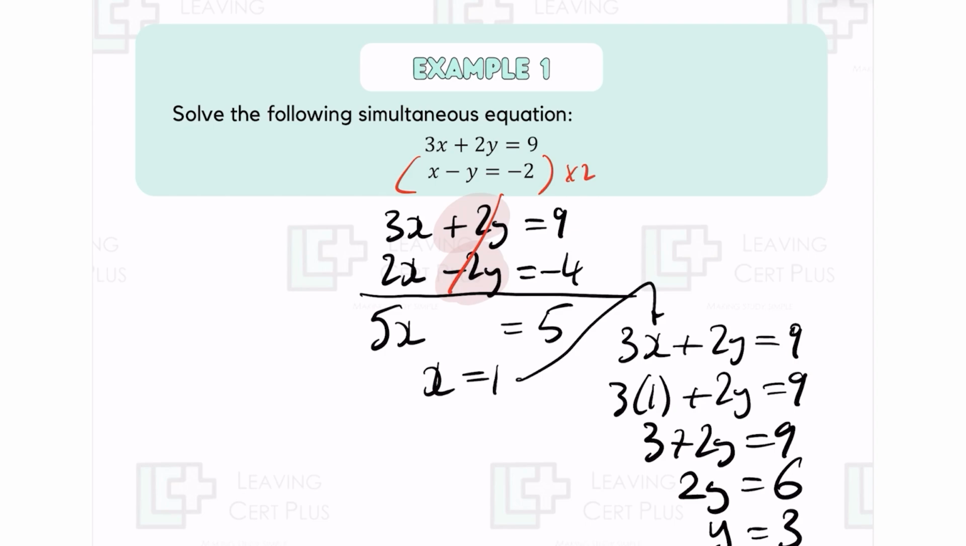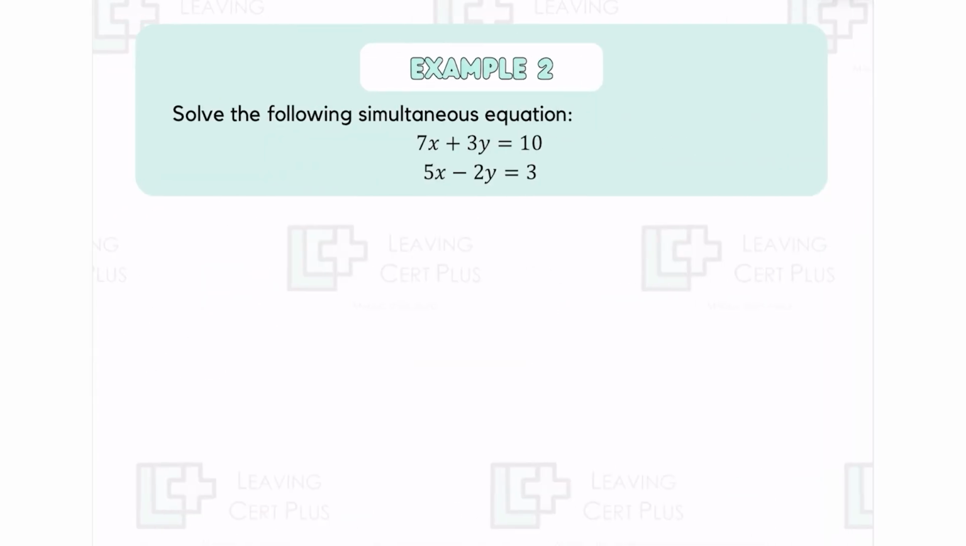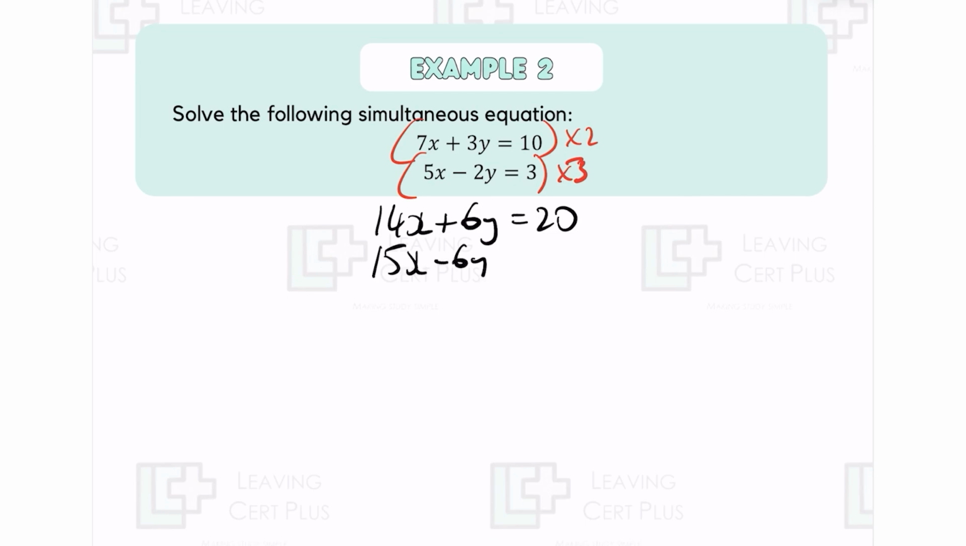And we are done. Let's try another example straight away. In this question, it's slightly more difficult. I want to eliminate the y variable again. So I'm going to multiply the top line by 2 and the bottom line by 3. And again, think ahead of what's going to happen here. This will leave the y variables as being plus 6 on top and minus 6 on the bottom. So it's 14x plus my 6y equals 20. On the bottom, 15x minus 6y equals 9.